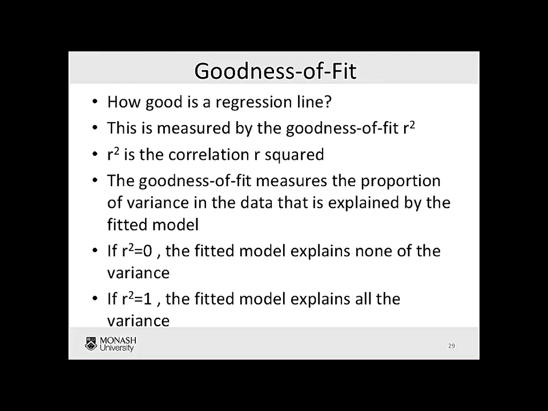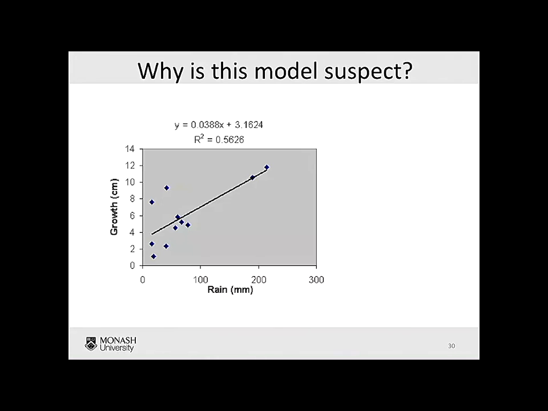It measures the proportion of variance in the data that's explained by the model, the fitted model that it's trying to fit around. So your trend that you're associating, how well does that fit my data? So if R squared is 0, then the fitted model explains none of the variance. It's very rarely going to be that. And if it's 1, it fits perfectly. So it's always between 0 and 1.